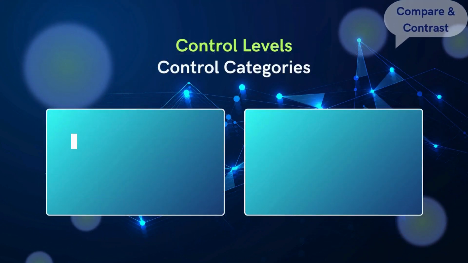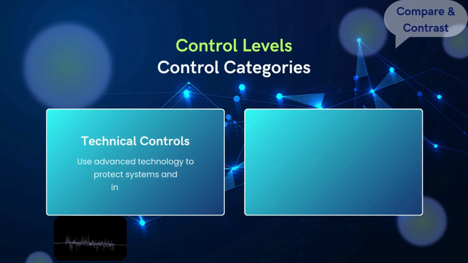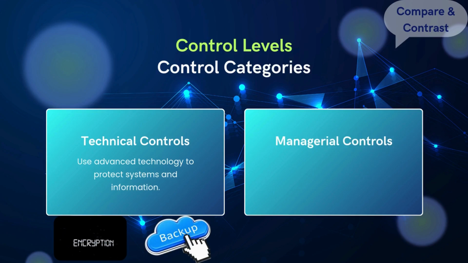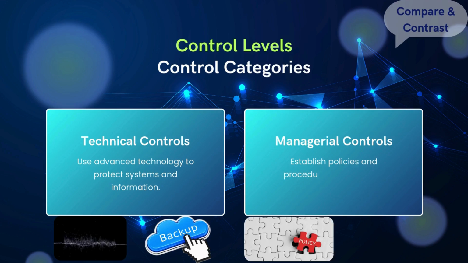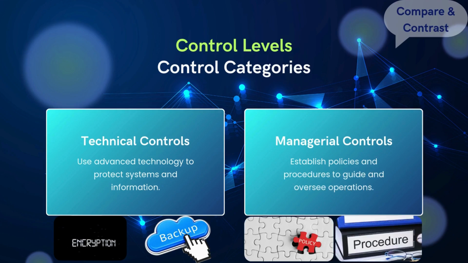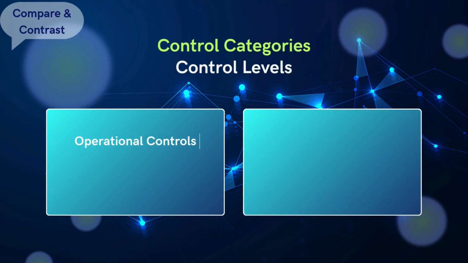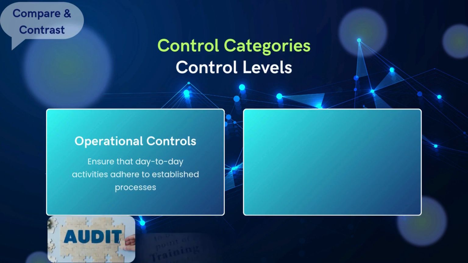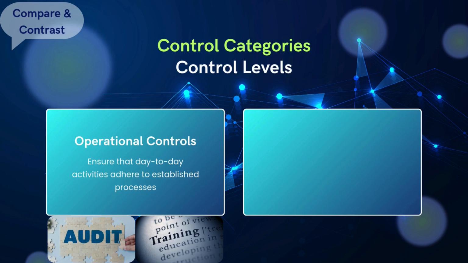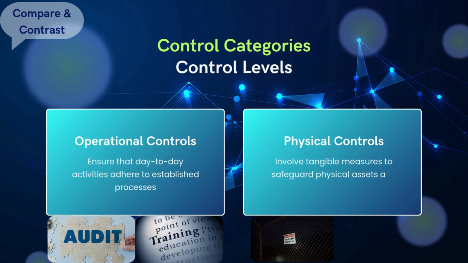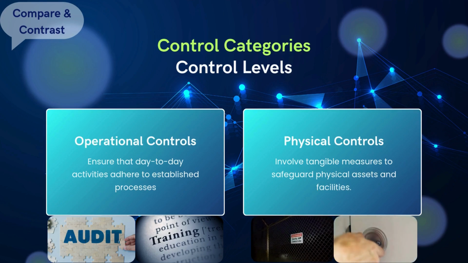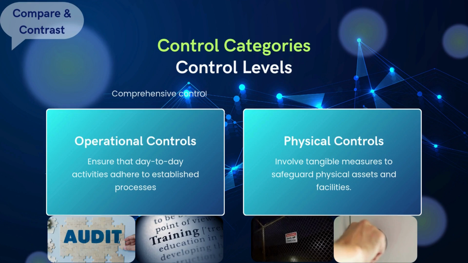The technical controls use advanced technology to protect systems and information, while managerial controls establish policies and procedures that guide and oversee the security operations. Operational controls on their own ensure the day-to-day activities adhere to these established processes. And finally, physical controls involve the tangible measures to safeguard the company assets and the facilities. But mind you that these categories all work together to create a comprehensive control framework.